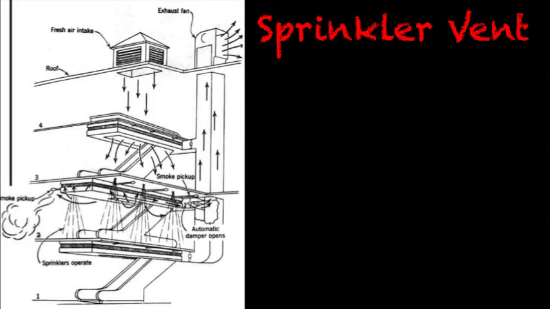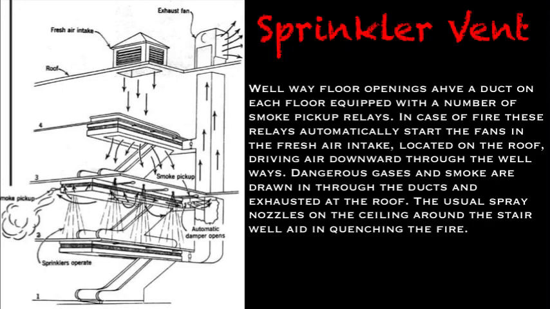Sprinkler vent. Wellway floor openings have a duct on each floor equipped with a number of smoke pickup relays. In case of fire, these relays automatically start the fans in the fresh air intake, located on the roof, driving air downward through the wellways. Dangerous gases and smoke are drawn in through the ducts and exhausted at the roof. The usual spray nozzles on the ceiling around the stair will aid in quenching the fire.